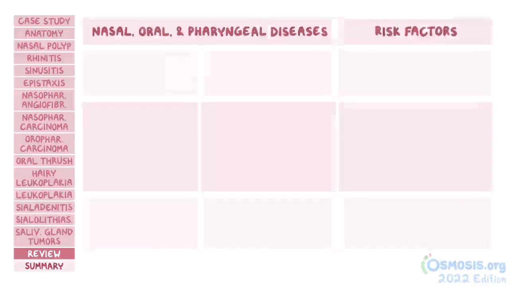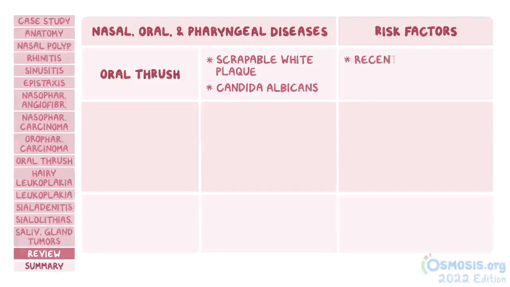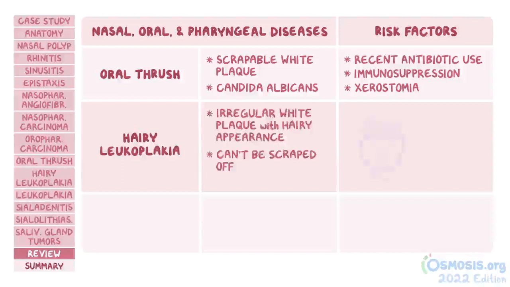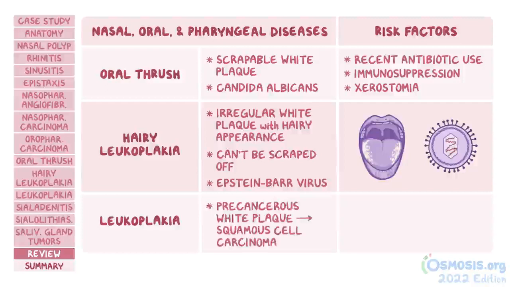Another important oral lesion is oral thrush, which is a scrapable white plaque that's caused by Candida albicans, and risk factors include recent antibiotic use, immunosuppression, and xerostomia. Oral thrush shouldn't be confused with hairy leukoplakia, which is an irregular white plaque with hairy appearance that can't be scraped off and is associated with the Epstein-Barr virus, as well as leukoplakia, which is a precancerous white plaque that can evolve into squamous cell carcinoma and is associated with tobacco, alcohol, and HIV infection.